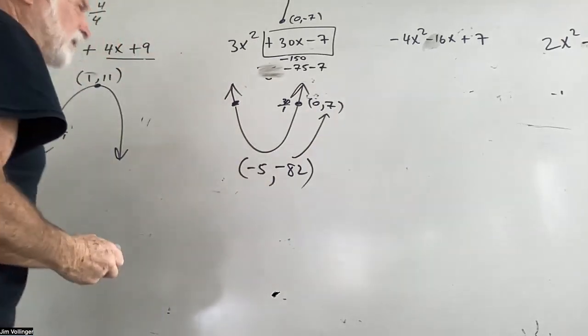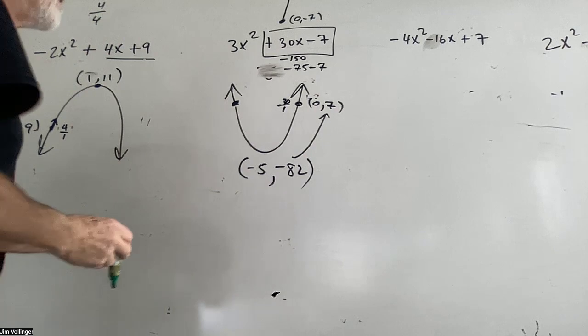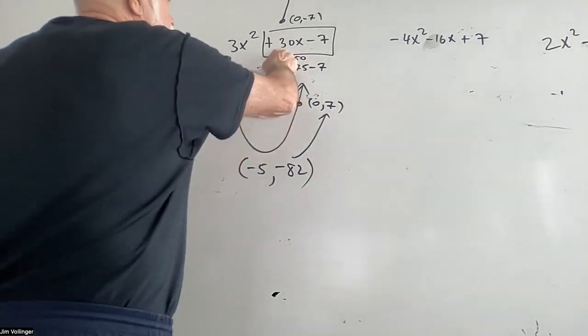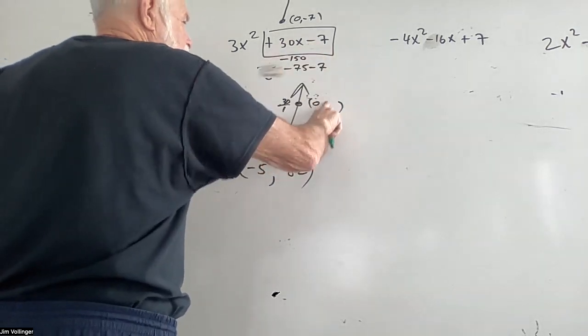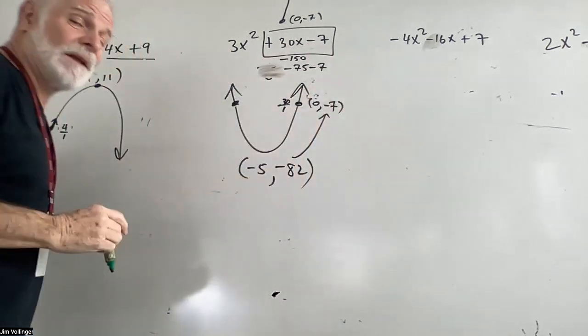Oh, I don't like that. 89. 8 and 9, 17, not divisible by 3. So let me backtrack a little bit. So 0, -7. Oh, that's why I wrote 7. It's -7. All right, maybe you caught that.